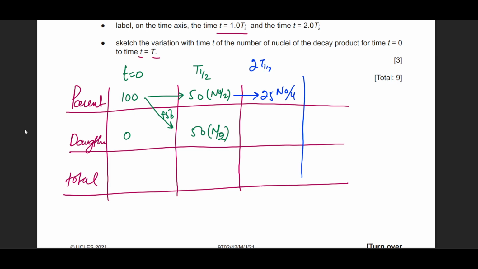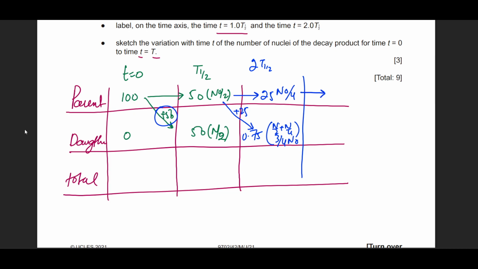This is my second half-life. Now where are those 25 particles going? First, there were 50 particles, right? So those 25 particles are going to become a part of the daughter. So they become 75, or you can say n by 2 plus n by 4. This becomes 3 by 4 n naught, right? Or you can simply say 0.75. No issues in that.